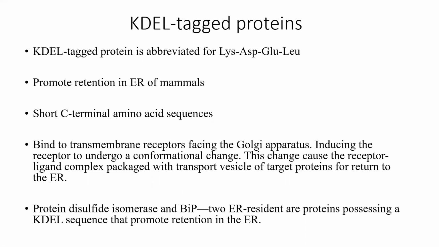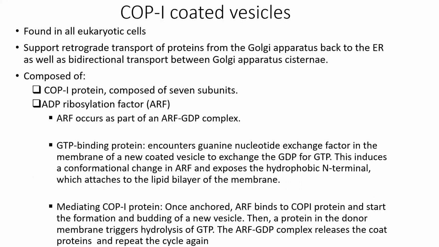They have a short C-terminal amino acid sequence. The job is to bind to a transmembrane receptor facing the Golgi apparatus. When binding, they induce a conformational change and cause the receptor-ligand complex, packed fully with vesicles of target protein, to return back to the ER. Other proteins, called protein disulfide isomerase and BiP, are ER residents. Their job is to process this KDEL sequence and promote the retention in the ER.